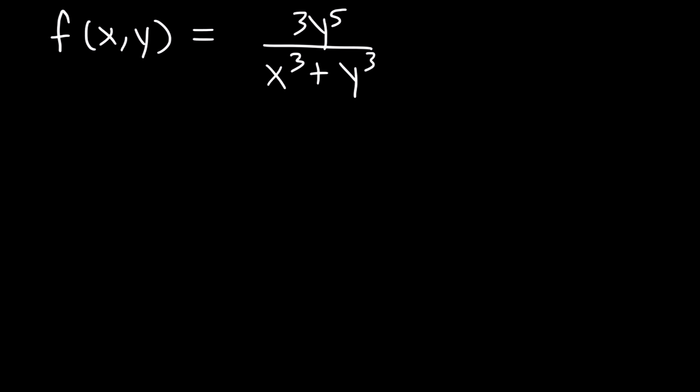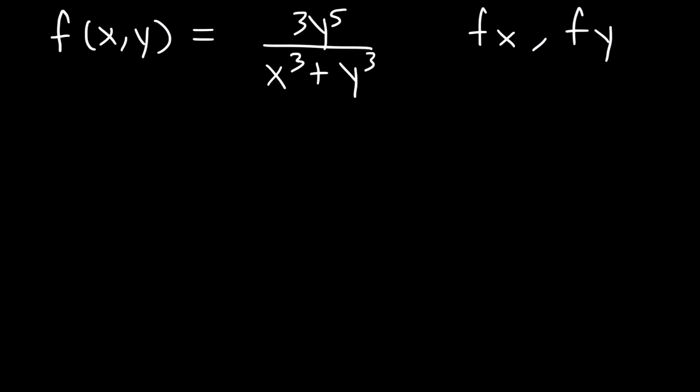Consider this problem. Let's say f of x comma y is equal to 3y to the fifth divided by x cubed plus y cubed. So go ahead and find a partial derivative, the first one with respect to x and with respect to y. Now here's a question for you. Do we need to use the quotient rule?